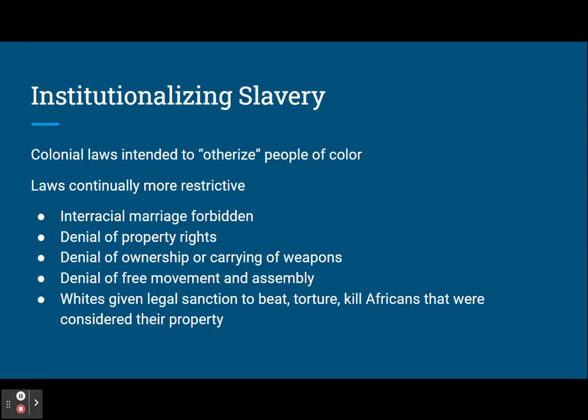And then whites, particularly in areas that depended very heavily on enslaved labor forces, were given legal sanction to beat, torture, and kill Africans that were considered their property because they were enslaved.